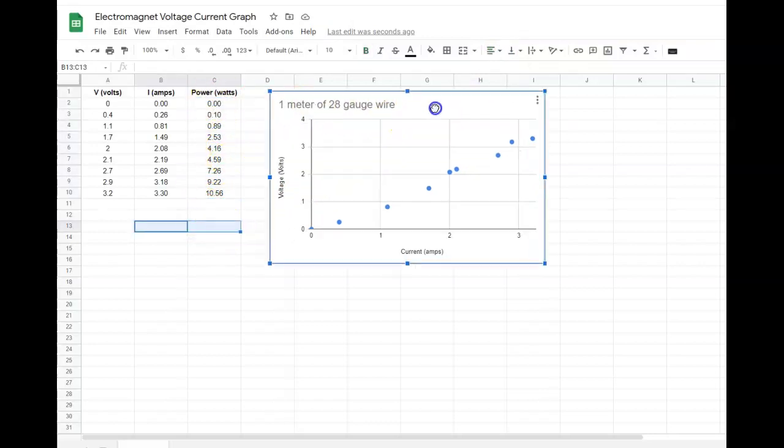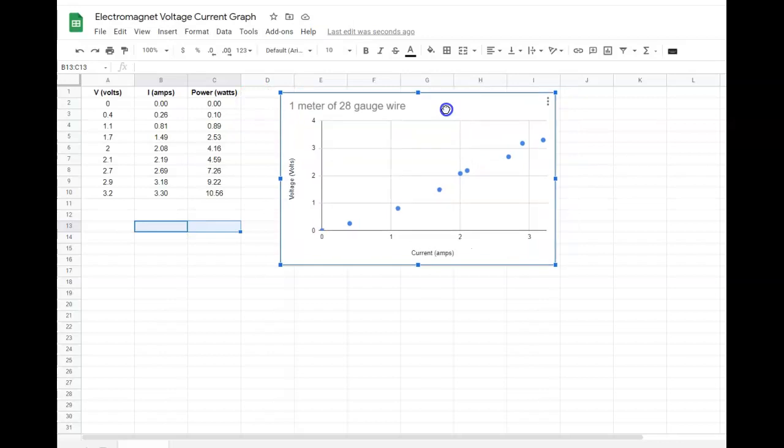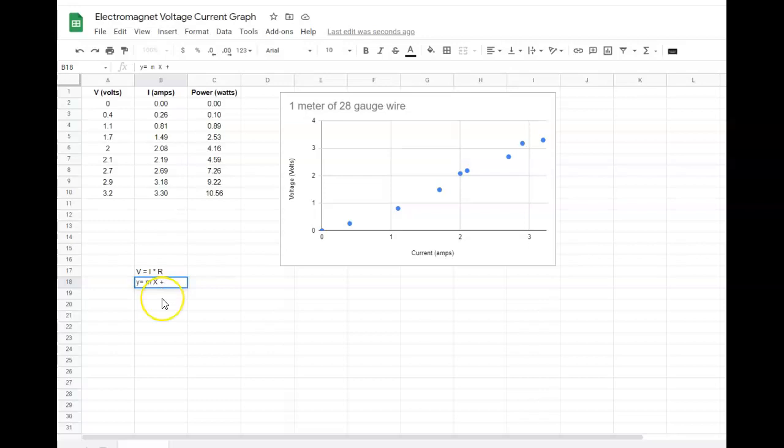The next thing this new assignment asks is to find the resistance of the wire. We learned in class that from Ohm's law, voltage is equal to current times resistance. If we remember this from geometry, we also have an equation of a line: y equals mx plus b. Now if you remember that, that's the equation of the line.